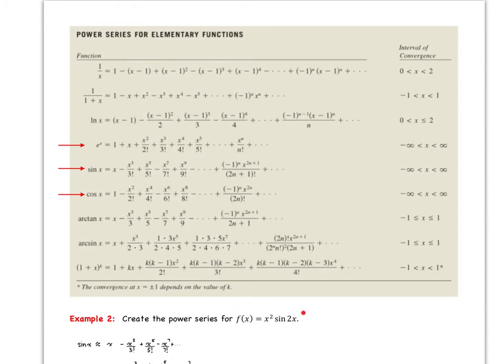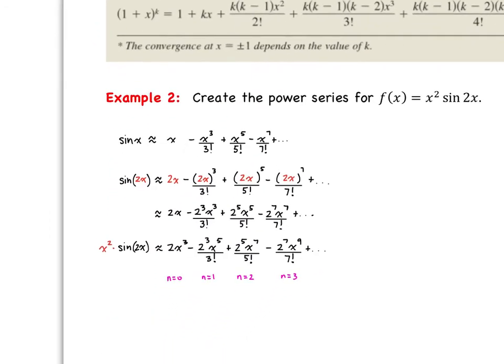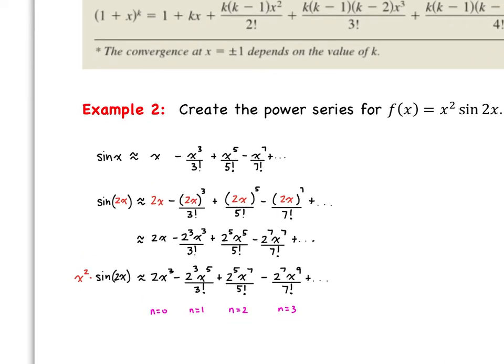power series for f of x equals x squared times sine of 2x. So we're going to use the knowledge of this sine of x and we're going to manipulate it so it becomes x squared times sine of 2x. So let's see what this looks like. The first thing I do is start with our power series for sine of x. So it's equal to the odd degree terms and we're alternating signs.